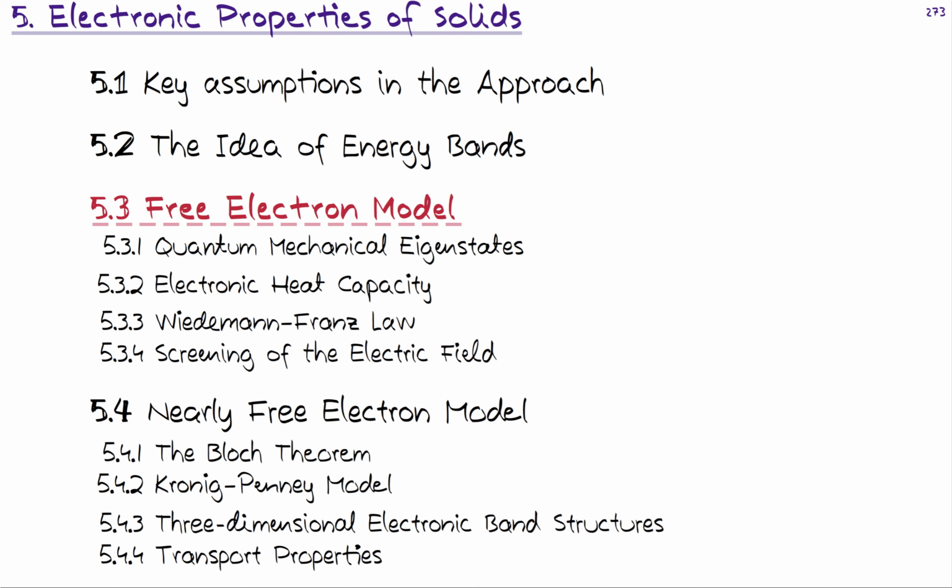This course is, of course, solid state physics, and this is the starting lecture on 5.3, our treatment of the free electron model. What we will do in the upcoming lecture is start with a general introduction to section 5.3, which focuses on the free electron model. Essentially, we are still assuming that the potential function in the Schrödinger equation is 0. And then in the actual 5.3.1 section, we will calculate the quantum mechanical eigenstates of our system.